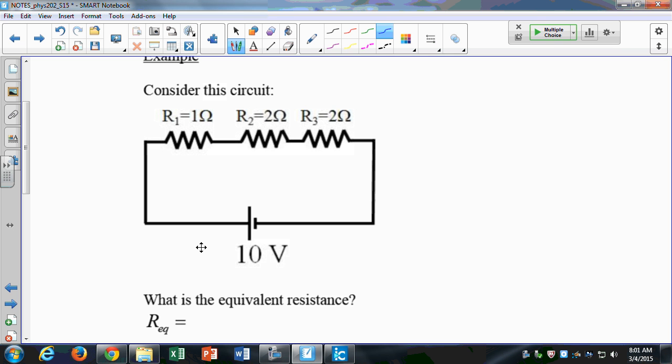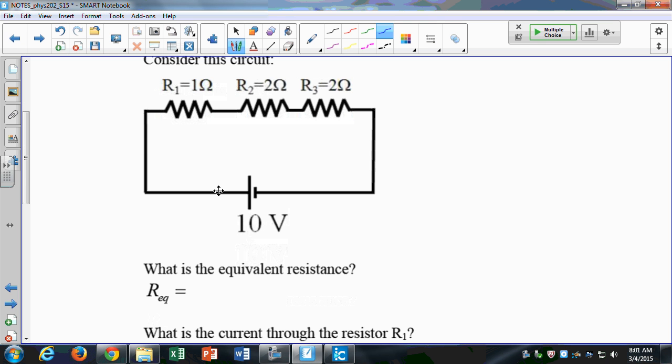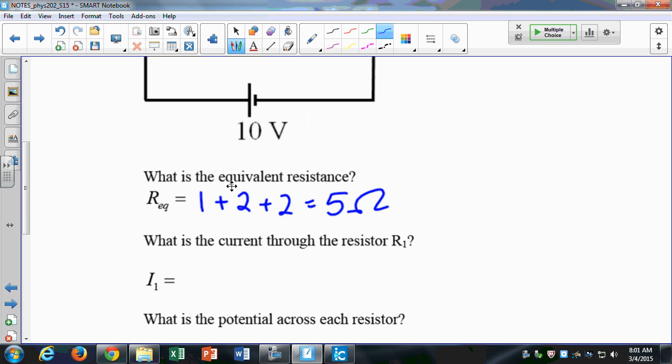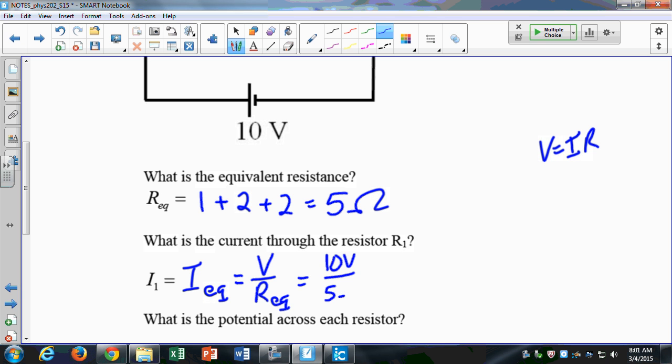The steps are pretty simple. First, you find the equivalent resistance. That's going to be 1 plus 2 plus 2, which is equal to 5 ohms. And then the current through the first resistor, R1, is the same as the current through the equivalent resistor. Since V is equal to I times R, I is equal to V over R. It's going to be V over R equivalent. So that's 10 volts over 5 ohms, which is equal to 2 amps. Now that's also equal to I2, and it's also equal to I3.